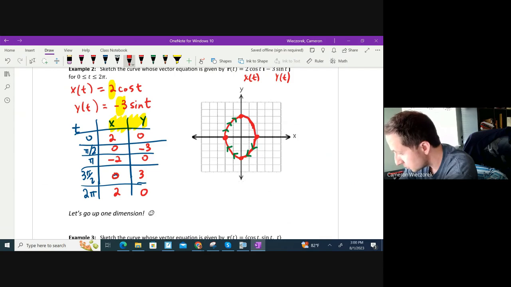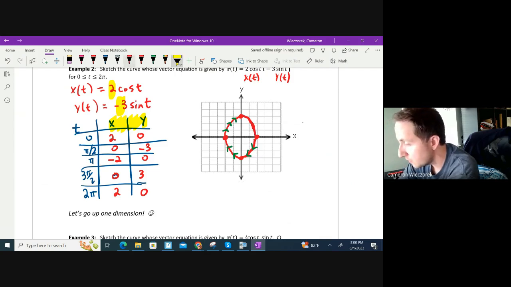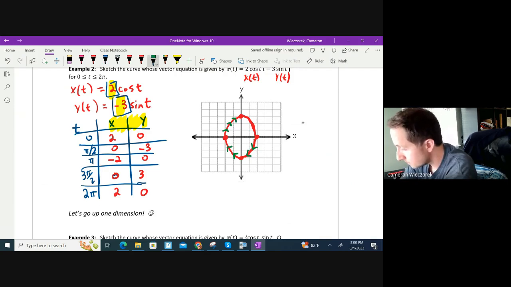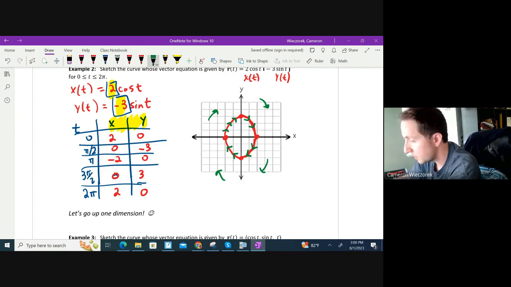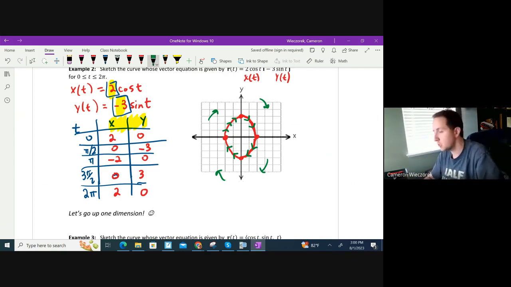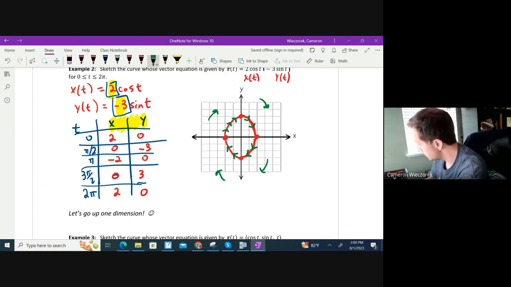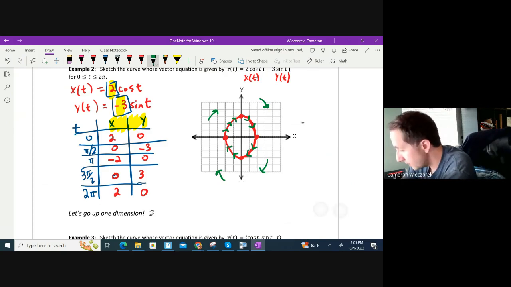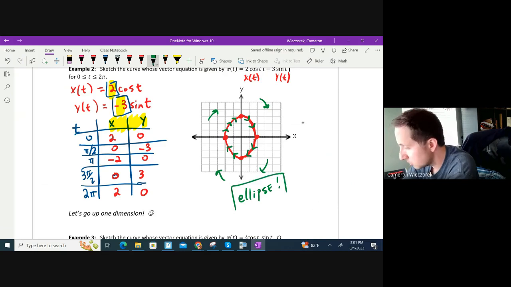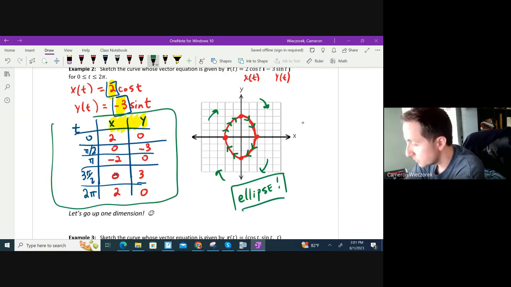Whenever you're using sines and cosines for your component functions and you have different coefficients, you're going to get an ellipse traced out. The fact that one of the coefficients is negative is why we ended up going in a clockwise pattern. Had that coefficient been positive, we would have moved in a counterclockwise pattern. So that's where the orientation matters, and you've got to specify that when you graph these. Okay, so we get an ellipse. If you're not sure what it's going to look like, make a table of values, and you'll get some intuition for what your picture should look like.